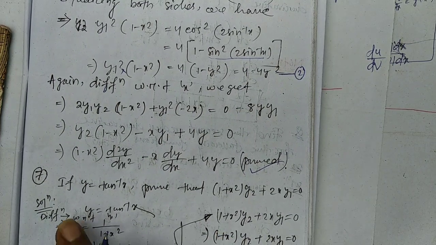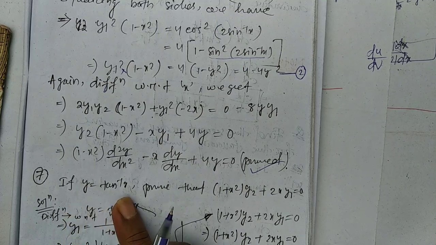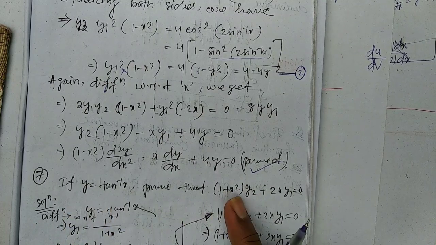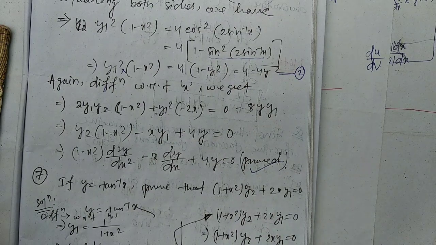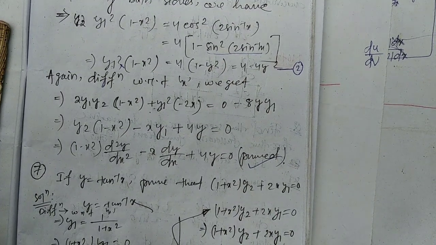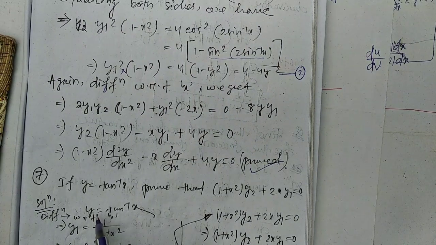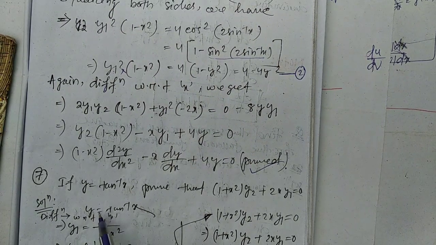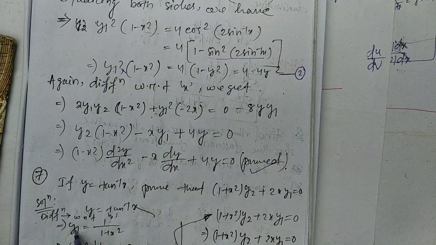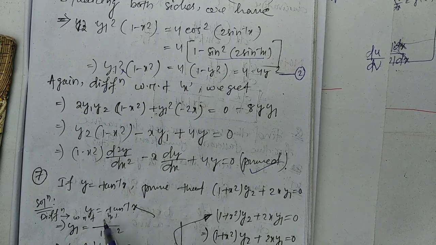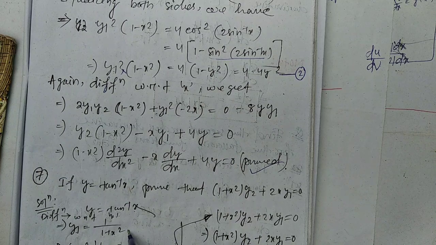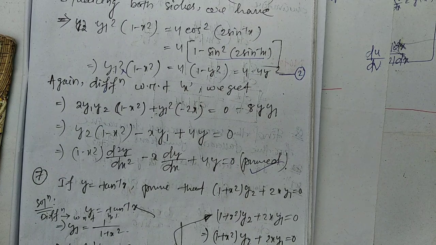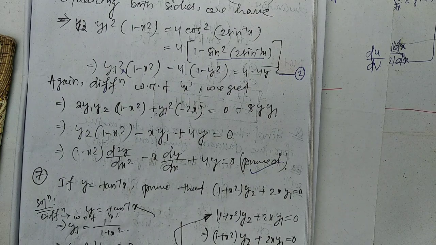We are having y is equal to tan inverse x. Then we have to prove that 1 plus x square into y2 plus 2x y1 is equal to 0. So y is equal to tan inverse x. Differentiate once with respect to x, we will get y1, that is the first derivative. On the right, 1 by 1 plus x square. Just cross multiply, we are obtaining 1 plus x square into y1 is equal to 1.